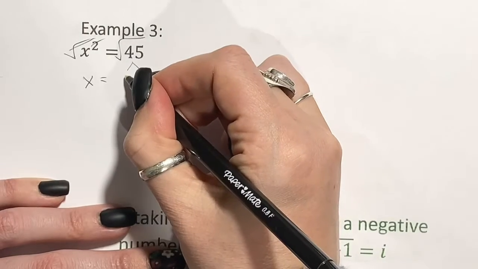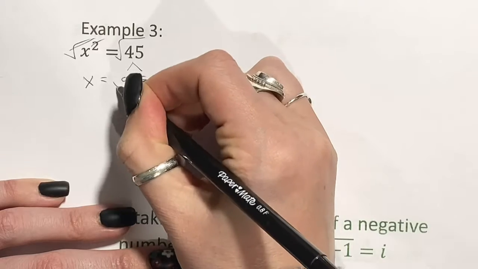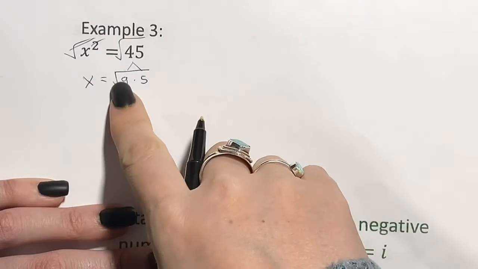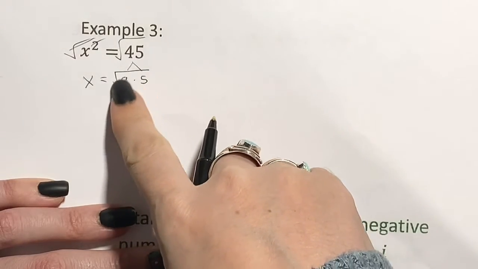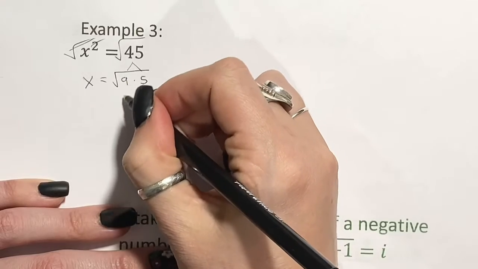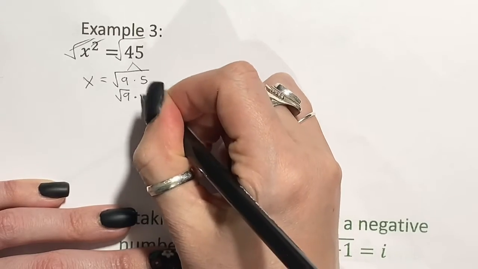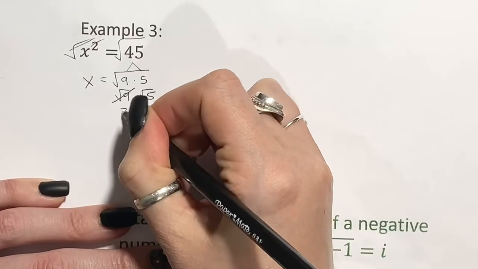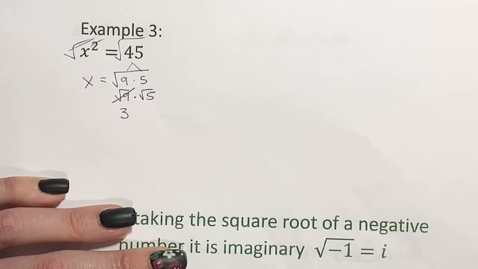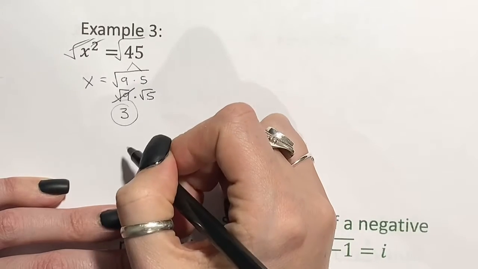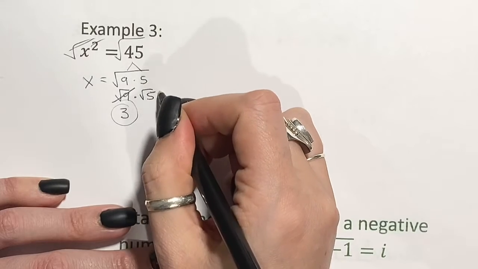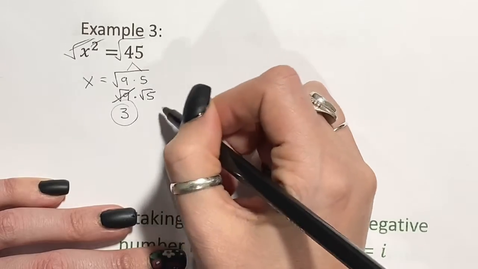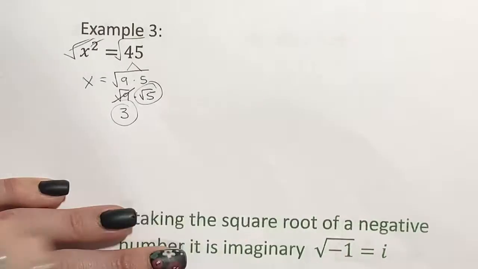Well, we know 9 times 5 is 45, right? So we can break up that square root of 45 to be the square root of 9 times the square root of 5. And 9 is a perfect square. So think of this as being the square root of 9 times the square root of 5. We can break them up into two little square roots. But the square root of 9 is 3. We know that 3 times 3 is 9. So we're going to take the 3 out. And then the square root of 5, I can't simplify that anymore. 5 doesn't break down anymore. It's a prime number, and it is not a perfect square. So we just have to keep that part inside the square root.